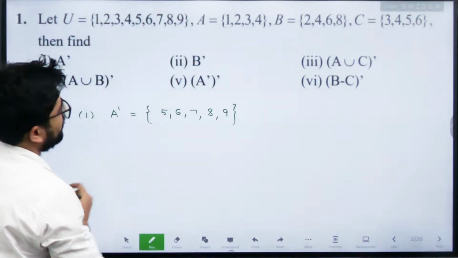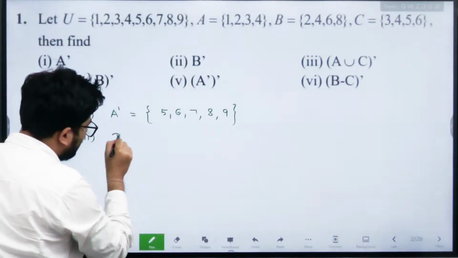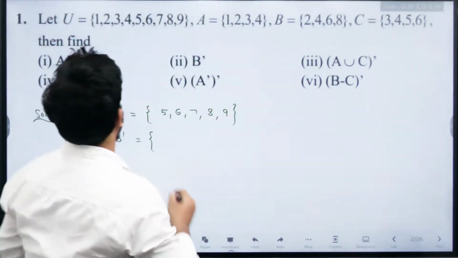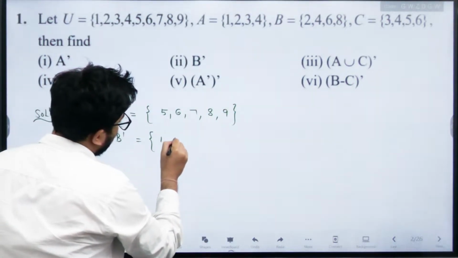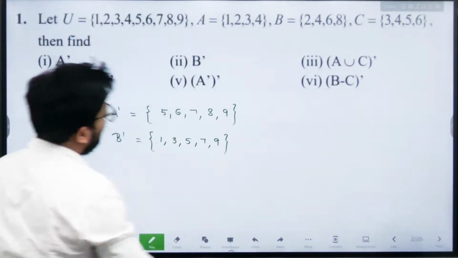Next, second is B complement. So B complement is what? In B we have 2 4 6 8. So B complement is 1 3 5 7 and 9.